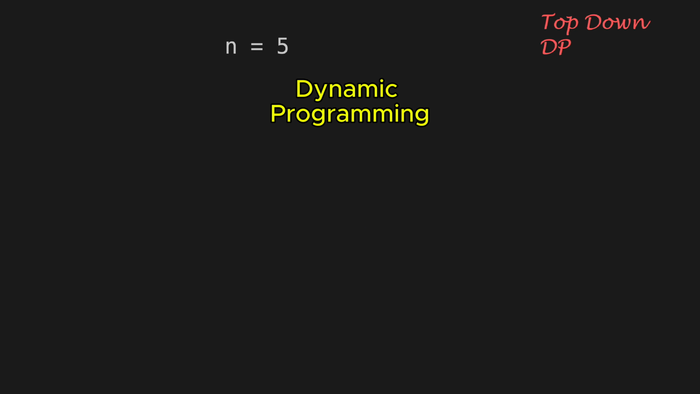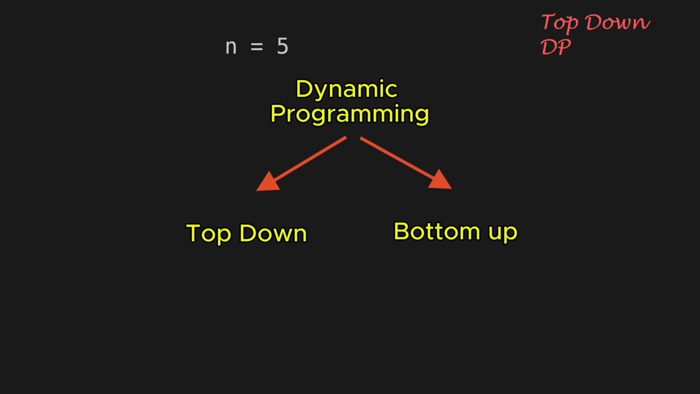Now we can solve this problem using top-down dynamic programming or the bottom-up one. And we can start with the easiest one, which is top-down dynamic programming, which uses memoization. Memoization is a technique where we store the results of the subproblems to avoid redundant calculations. It is like caching the result so that we can reuse it in other parts of the problem.